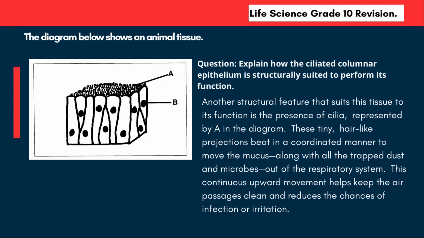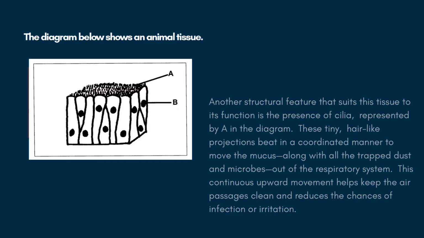Another structural feature that suits this tissue to its function is the presence of cilia, represented by A in the diagram. These tiny, hair-like projections beat in a coordinated manner to move the mucus, along with all the trapped dust and microbes, out of the respiratory system. This continuous upward movement helps keep the air passages clean and reduces the chances of infection or irritation.